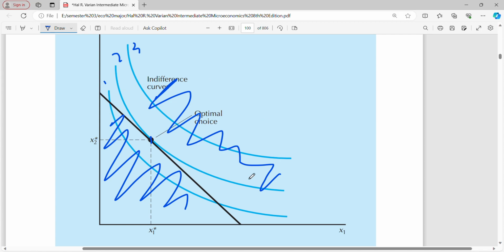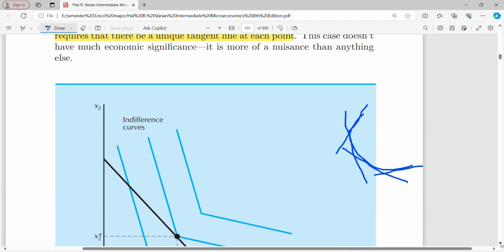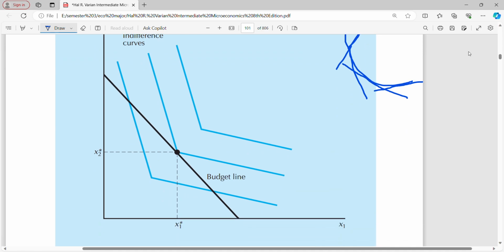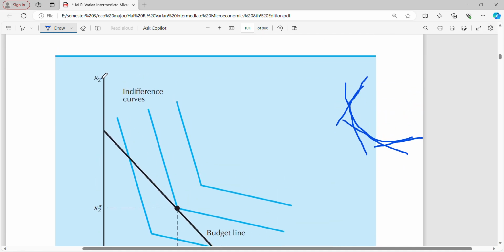And x1 prime, x2 prime is preferred to the bundles in this IC and also beneath the budget line. And there are exceptions. Okay, exceptions in what case? We are studying two exceptions in this chapter where tangency is not required to prove that it is an optimal bundle. The first exception is this.